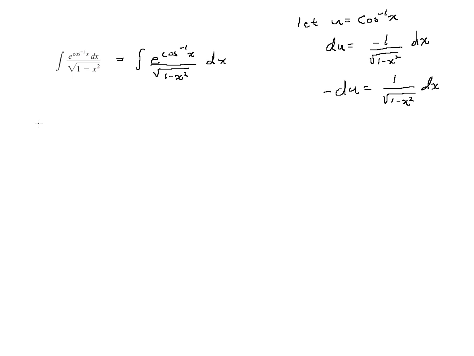The power of e is now u, and dx over the square root of 1 minus x squared is now negative 1 times du, which is just negative e to the u du. Who can't integrate that? Negative 1 is a constant, and the integral of e to the u is a copy of itself plus c. Wow, that was easy. Now we just sub back in for u, and we get negative e to the arc cosine of x, or inverse cosine of x, plus c.